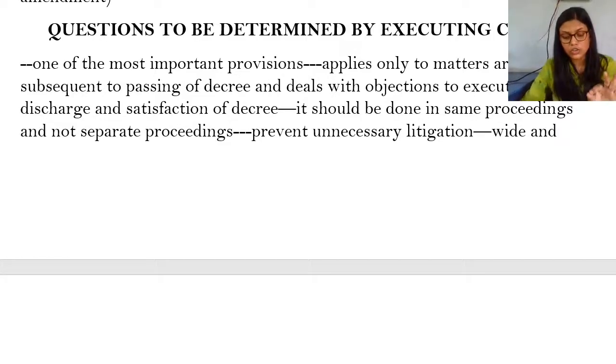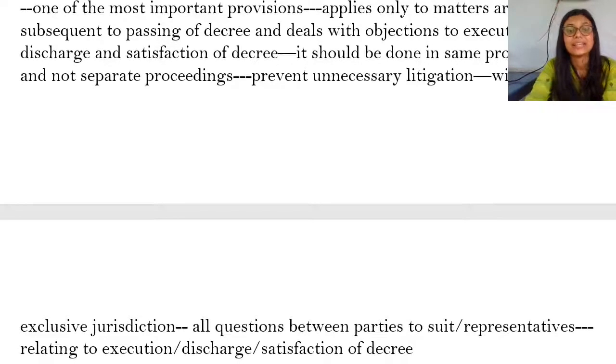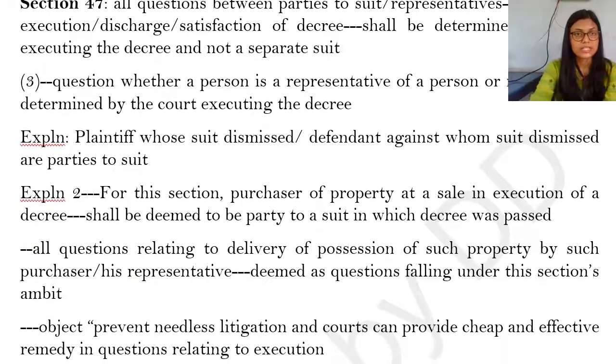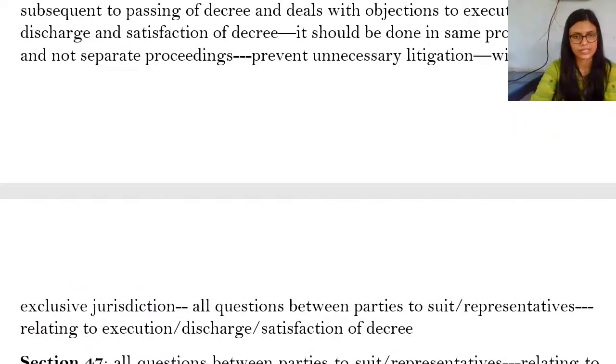So the first thing that you have to remember: all those questions which are arising after the passing of a decree, not before that, those questions which are relating to execution, discharge or satisfaction of decree, that only will be dealt by the executing court. So here we'll see firstly what is section 47.